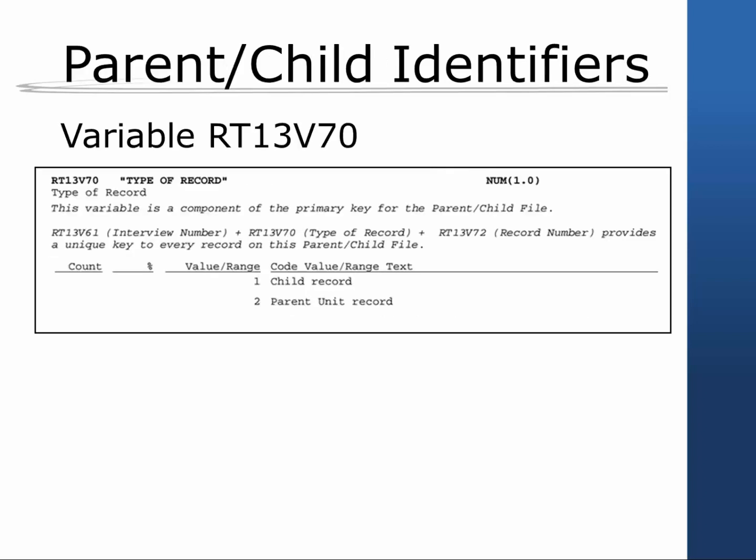To determine the kind of record, the parent-child file includes several variables. The first, variable RT13V70, indicates whether the record is a parent unit or child, where the child is coded as 1 and the parent unit is coded as 2.